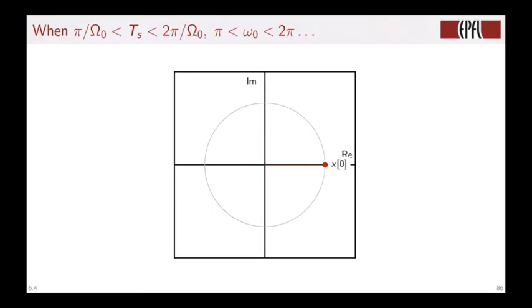When Ts is between π over Ω0 and 2π over Ω0, that is, small ω0 is between π and 2π, then the phasor advances in big steps. However, this looks as if it were going in a negative direction. As you can see here, it steps in small steps, and it looks like it's going in the opposite direction than what it is actually going.